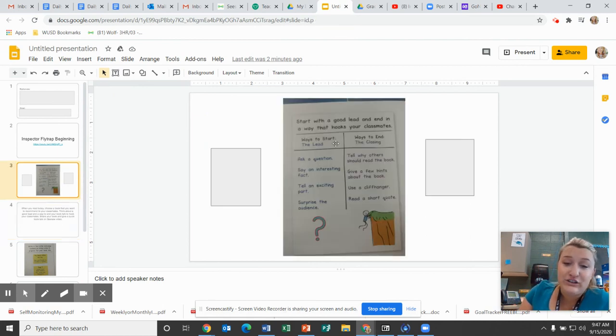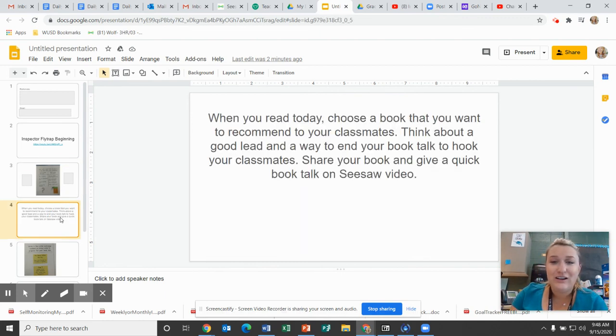And then we're going to refer back to this. You're going to start with the lead, something like a question. And then you're going to briefly say, this is why you should read this book by this person, because blah, blah, blah. And then you're going to quickly end it with either a cliffhanger or why others should read that book. Okay? I will make sure I type mine out so you can read it, as well as I look forward to seeing your book talks about a book that you have or that you've read. All right? So that is your next step on Seesaw.